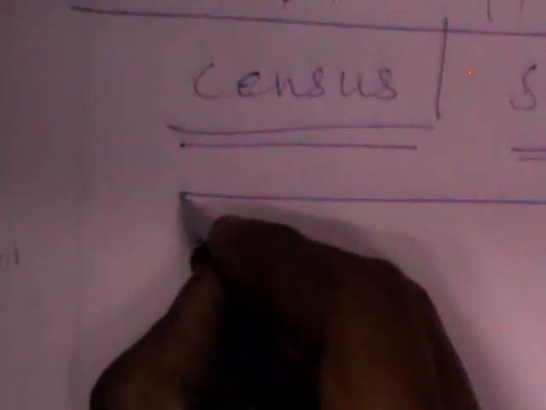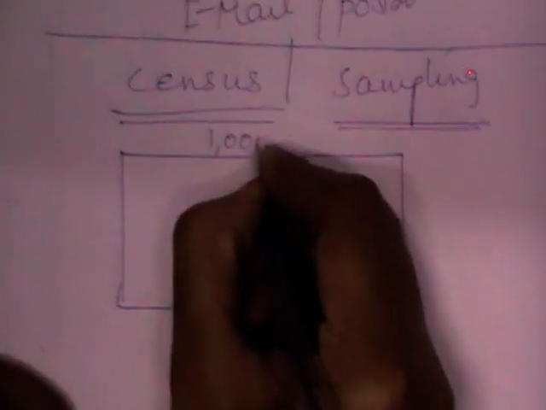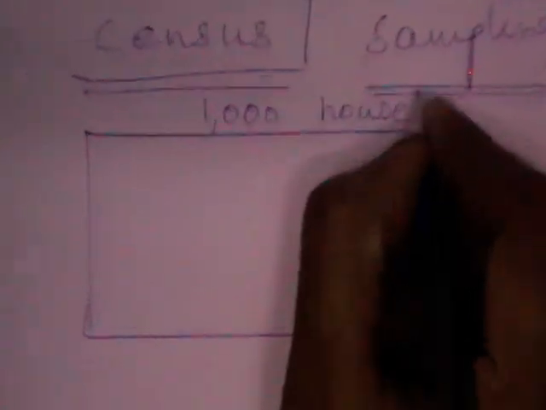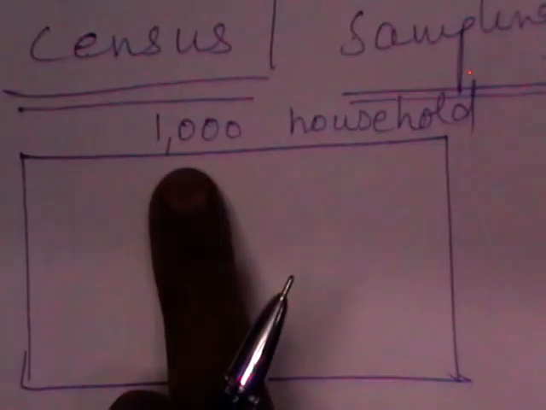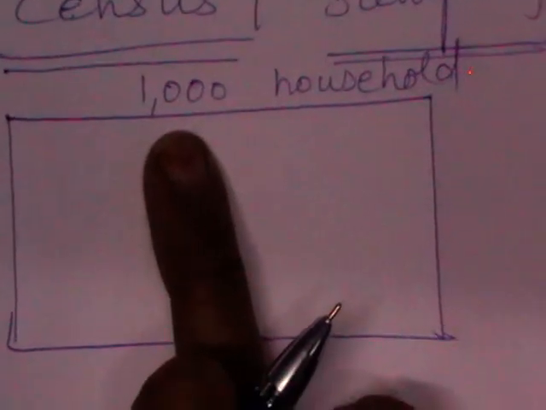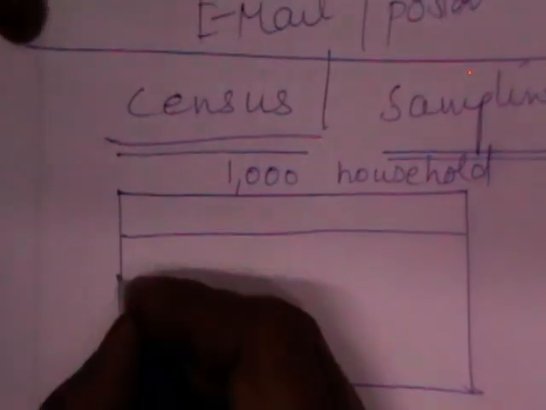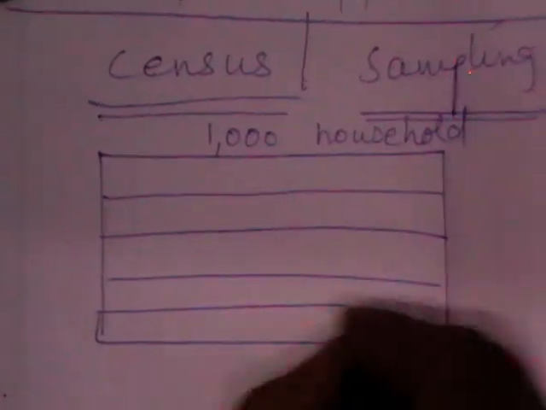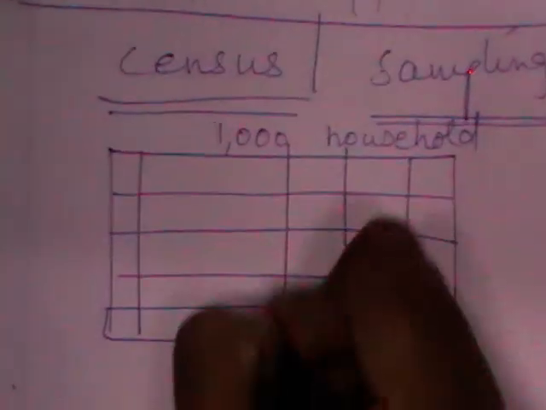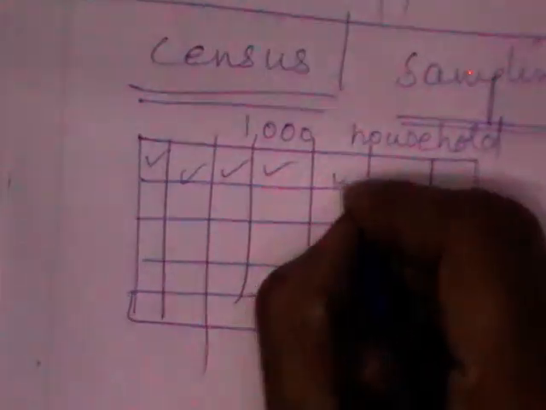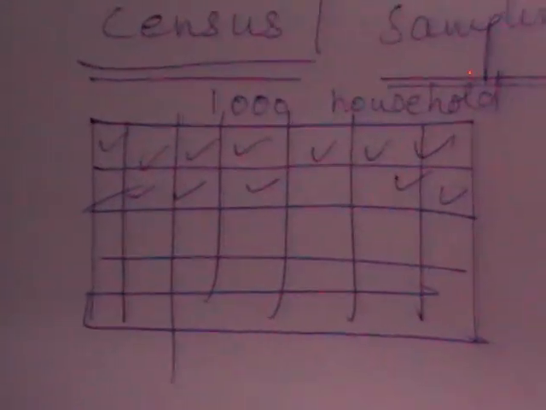Let us say you are going to collect data from 1,000 households for some task given to you. If you collect information from all of them, without leaving even one household, getting information from each and every household in the population, we call that study a census. Under census, each and every unit of the population is being studied.